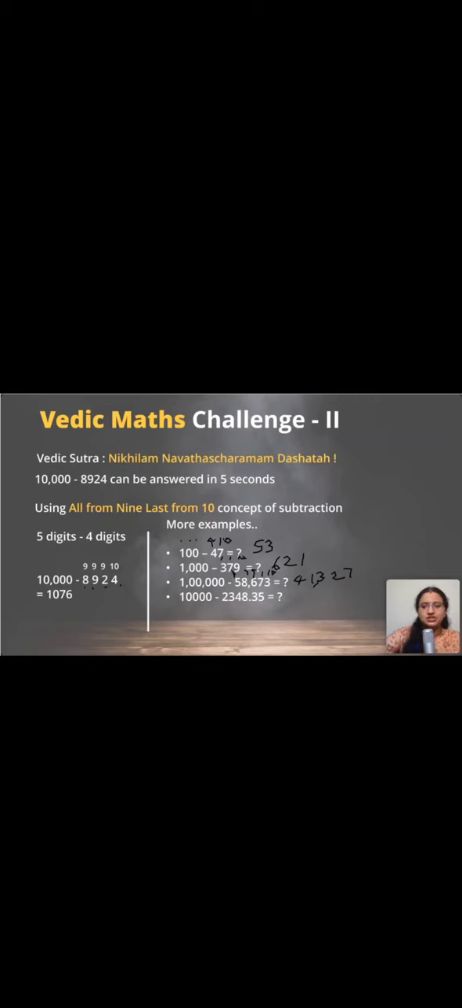Now comes the last question. 10,000 minus 2,348.35. Okay, 10,000 minus 2,348.35. Now guess, how many digit number is this? I'm just underlining this. Can you tell me how many digit number is this? Is this a 6-digit number? Do we call it a 6-digit number?